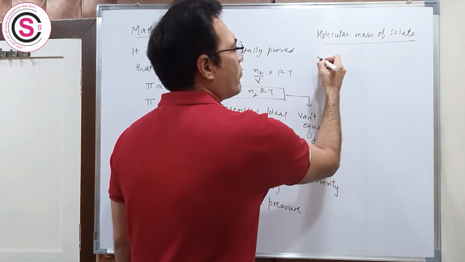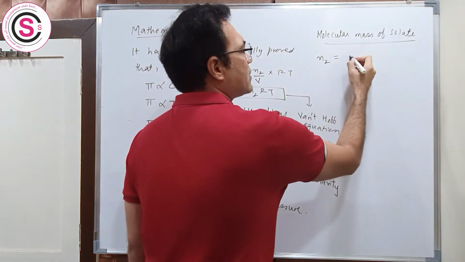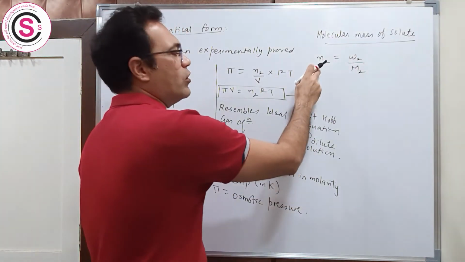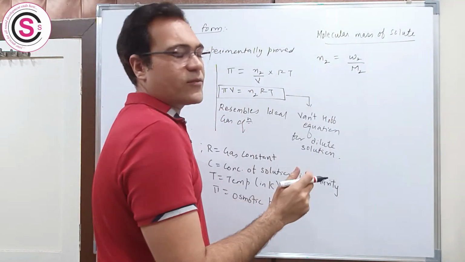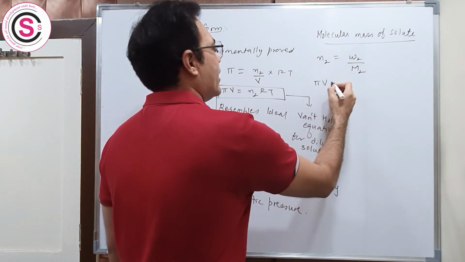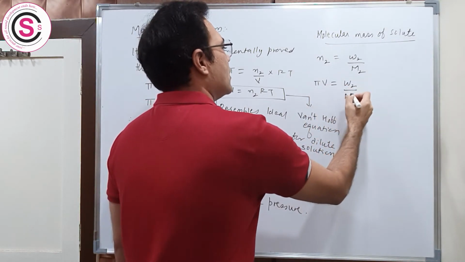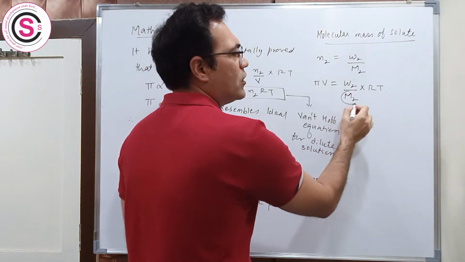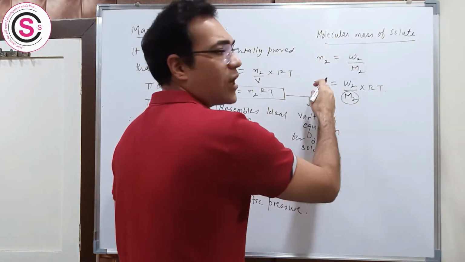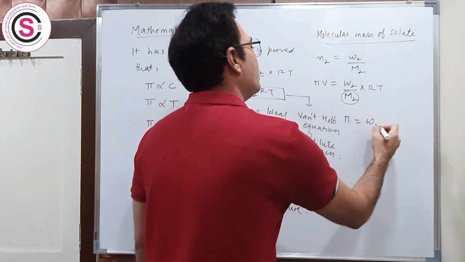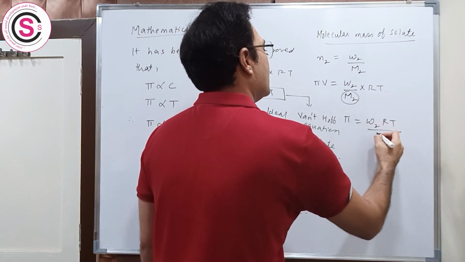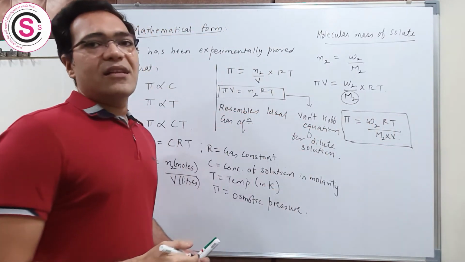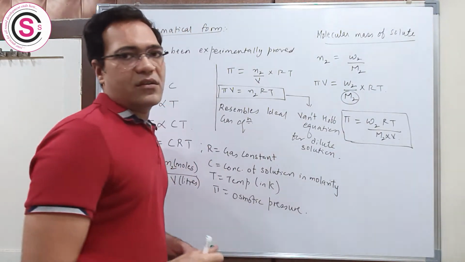See, as you know, the number of moles of solute N2 can be written as weight of solute upon molecular weight of solute, right? Number of moles is equal to weight of solute upon molecular weight of solute. So if I put the value here, I get pi V is equal to weight of solute upon molecular weight of solute into RT. What I need to find is M2, the molecular mass of solute. So now I can write pi is equal to W2 RT upon M2 into V. So students, by this equation you can find out the molecular mass of the solute, right?